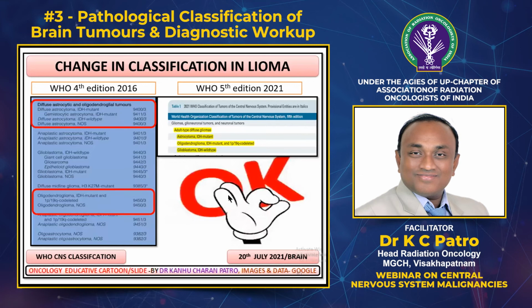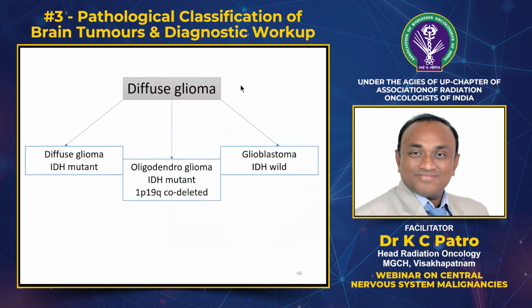If you see the changes in the glioma classification from 2016 to 2021, there were many categories in 2016, but in 2021 only 3 groups are there: adult diffuse glioma, that is astrocytoma IDH mutant, oligodendroglioma IDH mutant and 1p/19q co-deleted, and glioblastoma IDH wild type. So only 3 types. In the 2021 classification of diffuse glioma, one is mutant with deletion, another is mutant, and otherwise wild type. So only 3 groups.